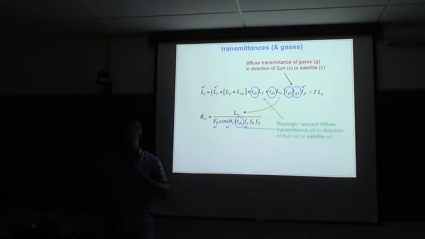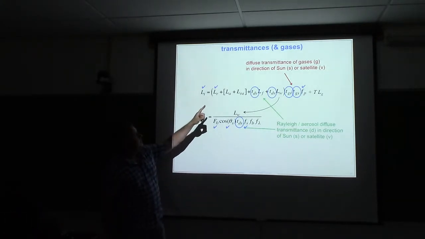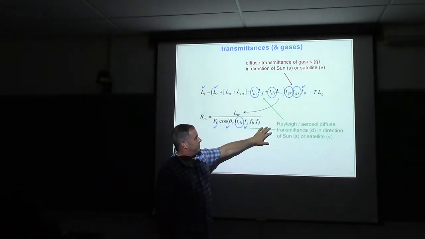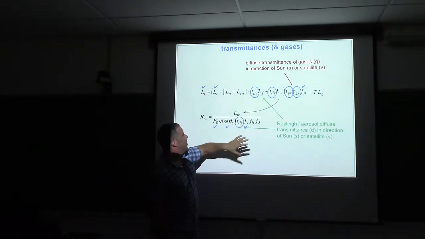This restates, again, what we were talking about before, hopefully a little bit more clearly. There is diffuse transmittance of gases, designated by a G, in the direction of the sun or the satellite, designated by the S or the V. But then there's also the Rayleigh aerosol diffuse transmission here as well.